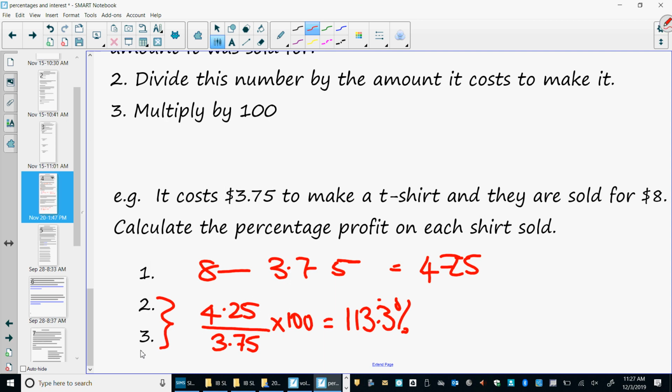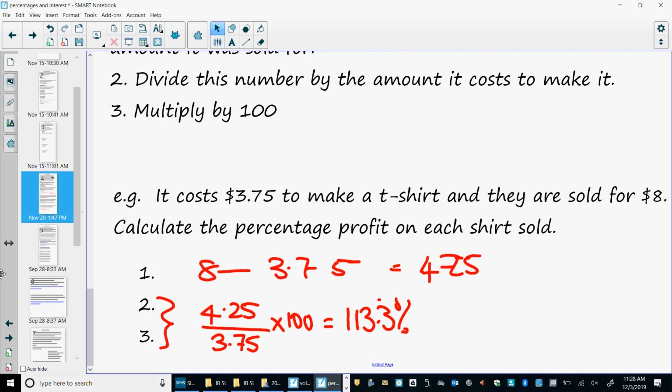Now that kind of makes sense because look, it only cost $3.75 and they were sold for $8. So you know that you've more than doubled your money. If you make 100% profit, it means that you've doubled your money. What cost you $1, you sold for $2. You've made 100% profit. So we can see that it would be more than 100% profit because it's more than double the amount. Does everyone understand that?